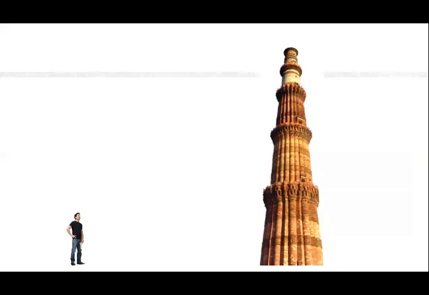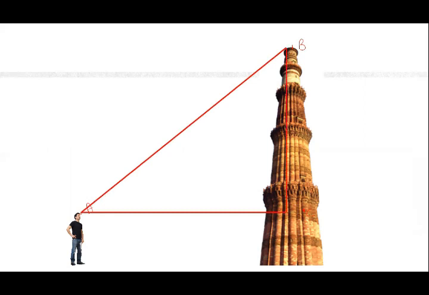In another example, this is the Qutub Minar and a person is standing in front of it, and he has to calculate the height of the Qutub Minar. So just mark a point at the top of the Qutub Minar, which is point P. Denote the position of the person by the point A, and let us denote any point on this minar as C. If we join all these three points, what do we observe? You can observe that again a right angle triangle is formed.